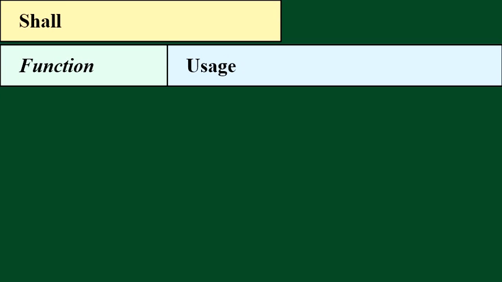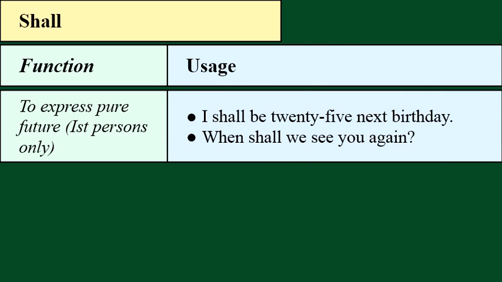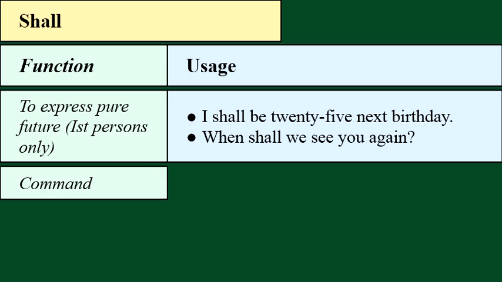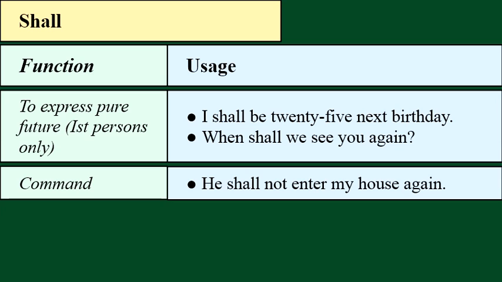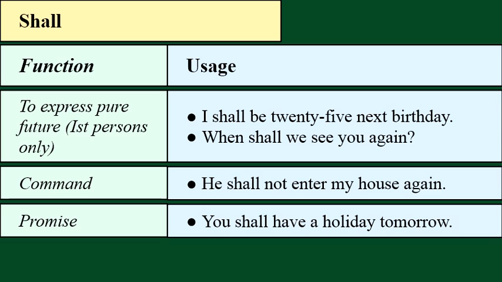Use of shall. It is used to express pure future, but first persons only. The examples are: I shall be 25 next birthday. When shall we see you again? It is used to indicate command. The example is: He shall not enter my house again. It is also used to indicate promise. The example is: You shall have a holiday tomorrow.